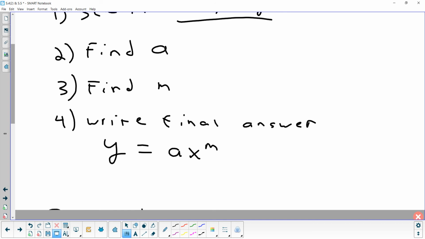Let's try to find A, we'll try to find M. We'll go through how to do that, and then we'll write our final answer. And the A and the M are going to be given to you on the calculator at the same time. So there's not really going to be anything we're going to do by hand for that.